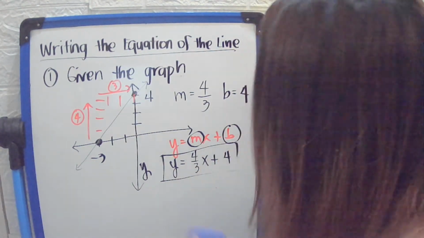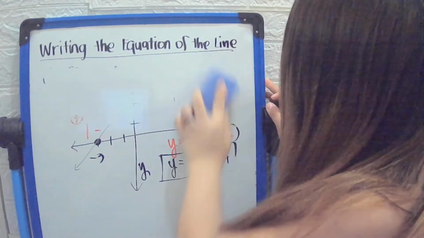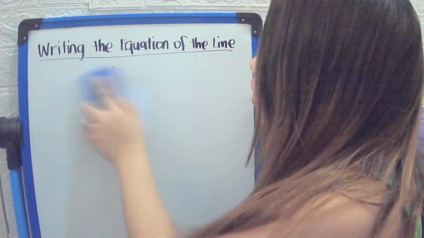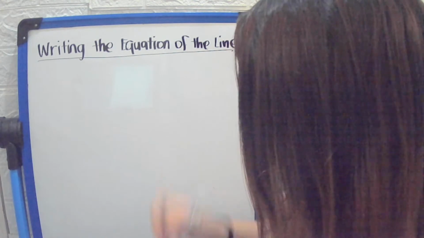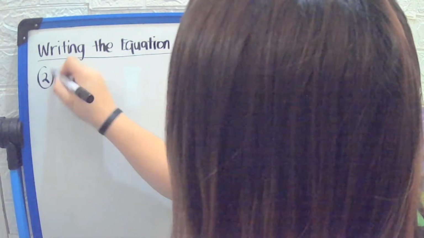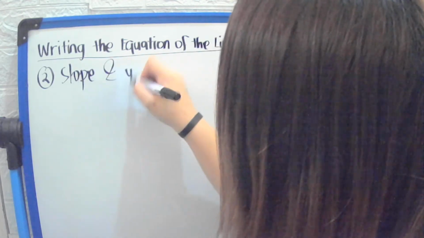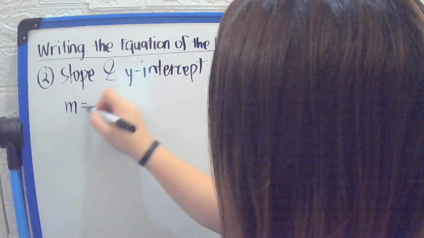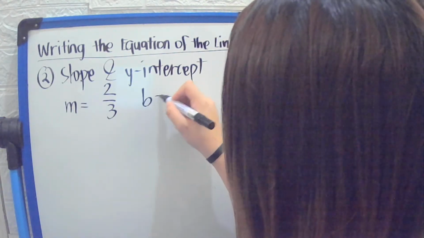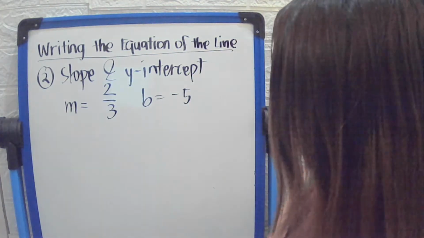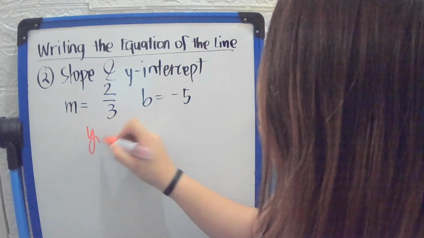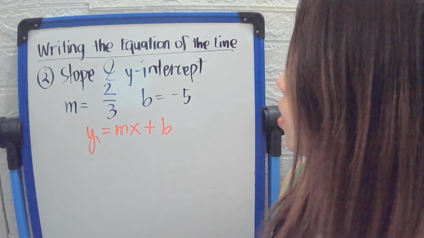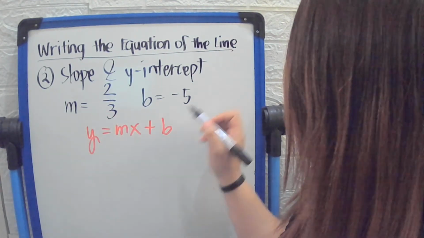Next, let's have slope and y-intercept. So again, if you're given the graph, what you need is the slope and the y-intercept only. So next, now, if you are already given the slope and y-intercept, this will be much easier. So for example, you're given the slope 2 over 3 and y-intercept as negative 5. So again, you have to follow the format y is equal to mx plus b for us to write the equation of the line. So just substitute the value for m and the value for b.